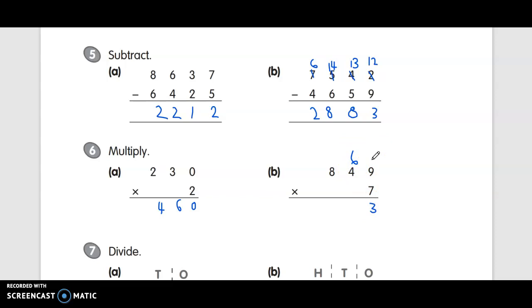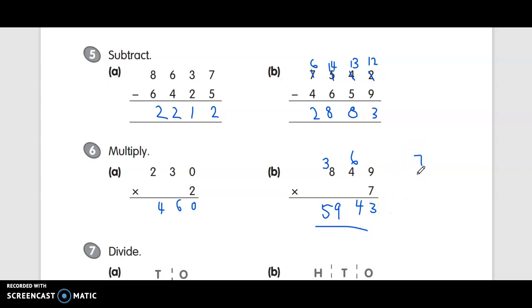Then the next step is 4 times 7. 4 times 7 is 28. 28 plus 6 is 34. So you regroup with the 3 on top. Okay, so 8 times 7 is 56. Remember the 3 here, plus 3. 56, 57, 58, 59.